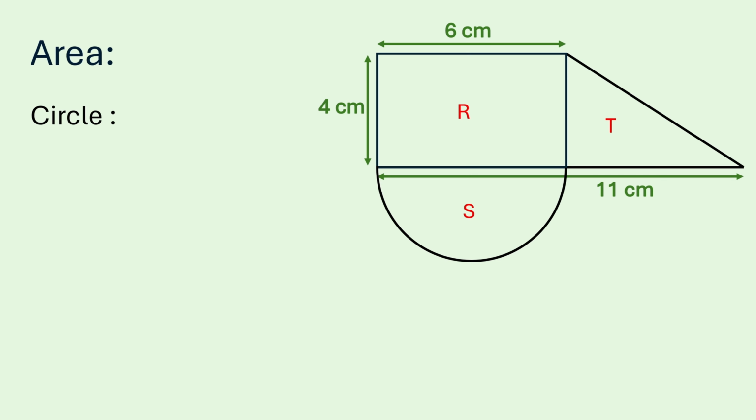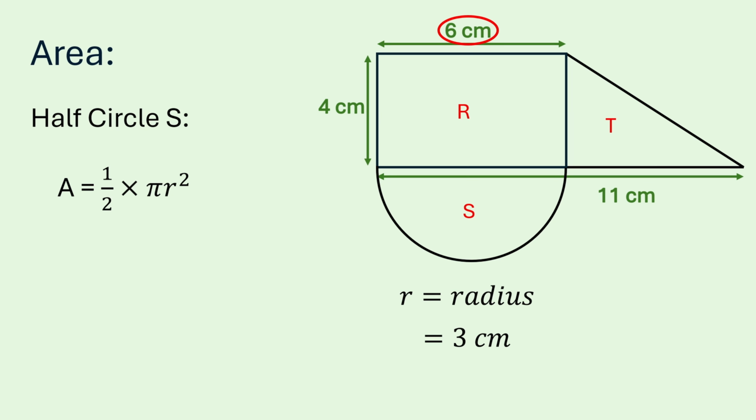Next is the semicircle S. The area of a full circle is pi r squared. But we only need half of that. Half the area equals 1/2 times pi times r squared. The radius is 3 centimeters. So, area is equal to 1/2 times 3.14 times 9, which gives 14.13 square centimeters.